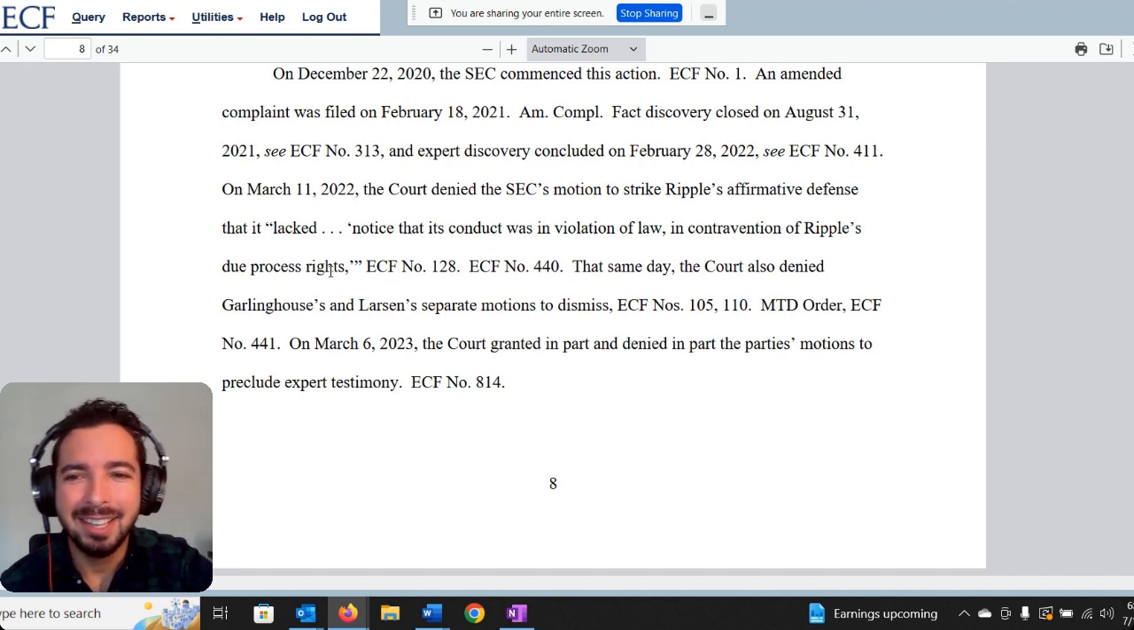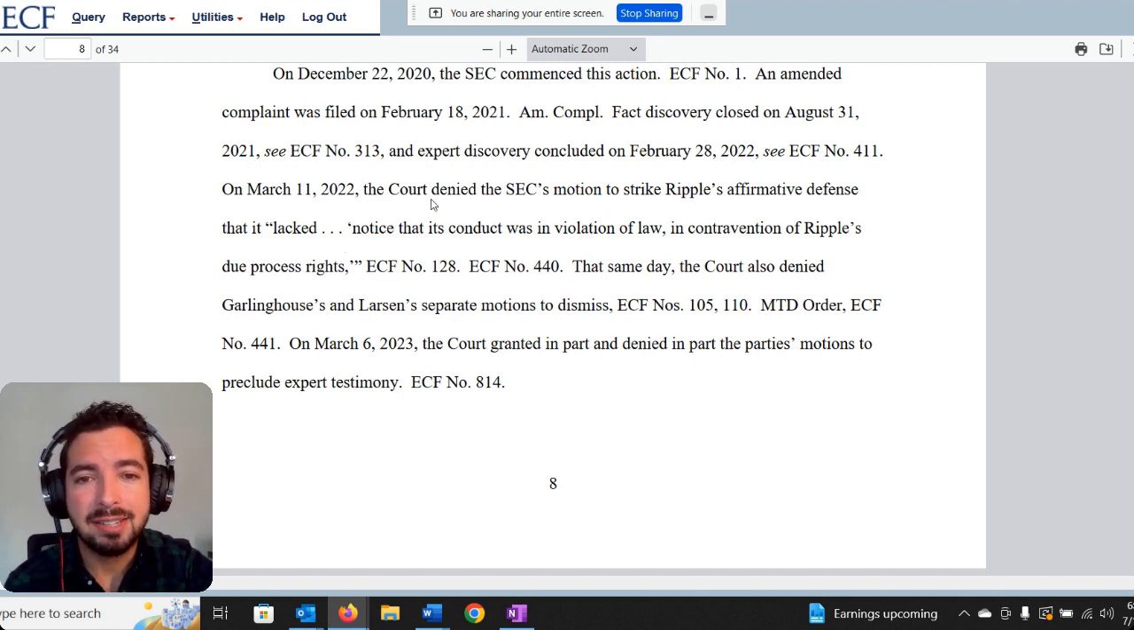Well, I thought that was a really great argument. And I don't know yet if the court really took that into account. But apparently the SEC tried to stop Ripple from making that argument and they were unsuccessful. And that was last year. So good news on that front. I do kind of remember that news coming out.